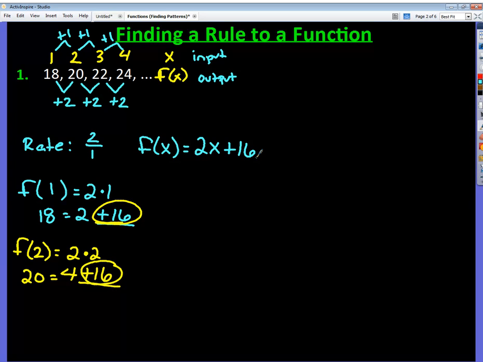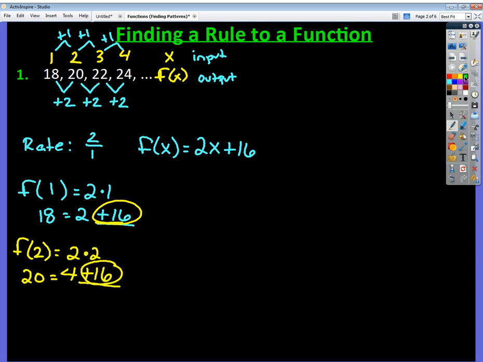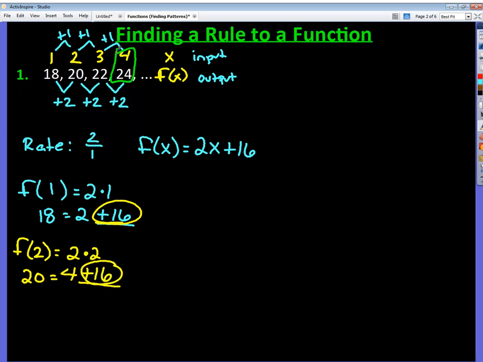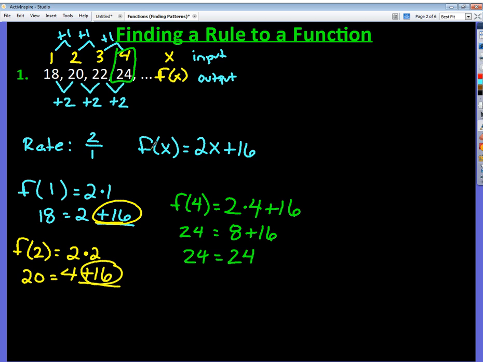And let's make sure that is right. I am going to check. I'm going to go back here and check my work, and I'm going to take either 3 or 4. This time, I'm going to use that coordinate right there, 4, 24. So I'm going to check it and say our function at 4 should be 2 times 4 plus 16. Now our function's output at 4 was 24. Let's make sure that's right. So I know 2 times 4 is 8, and 8 plus 16 is 24. Is that equal to what I had originally, 24? It is. Therefore, our function is correct.